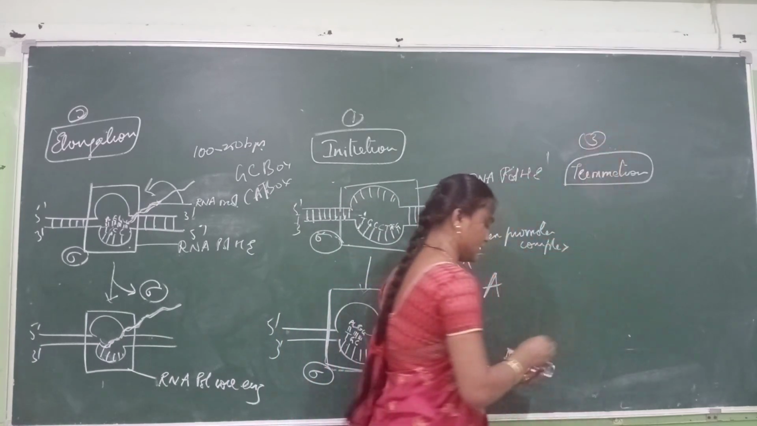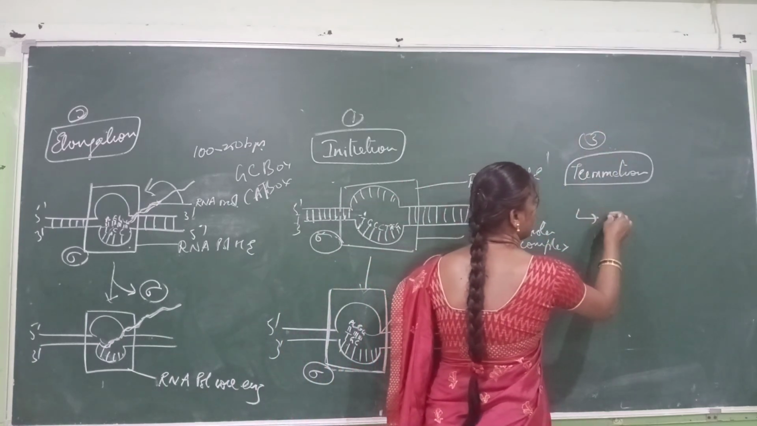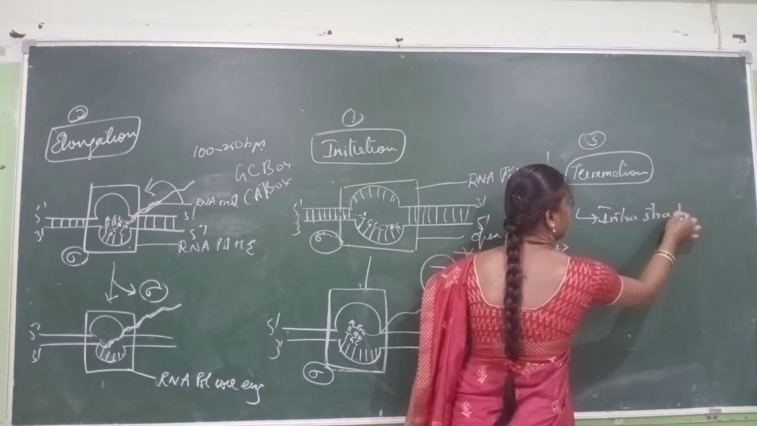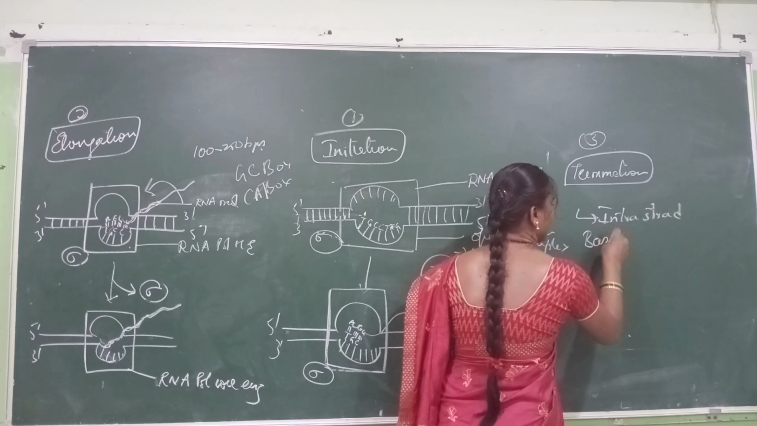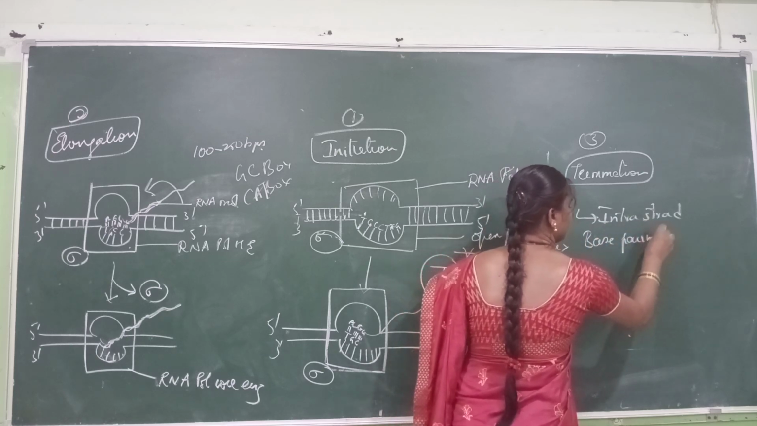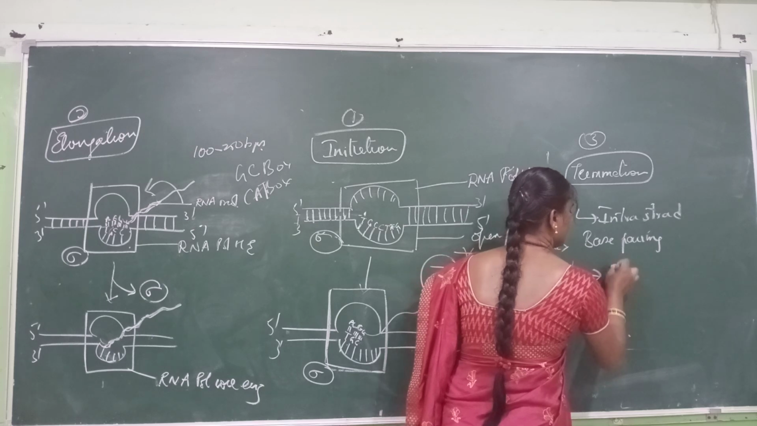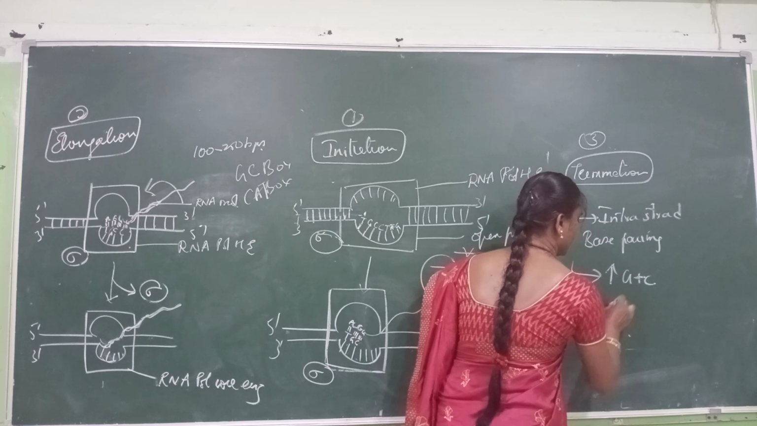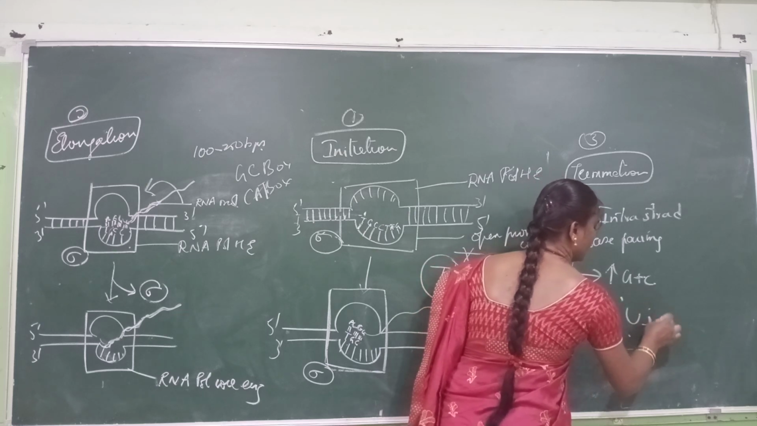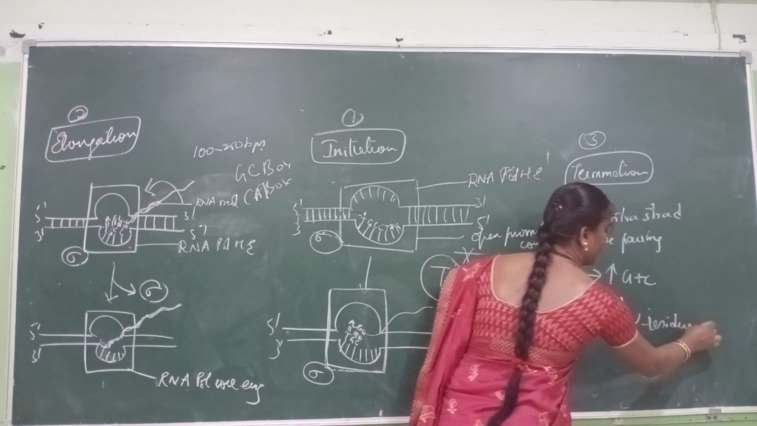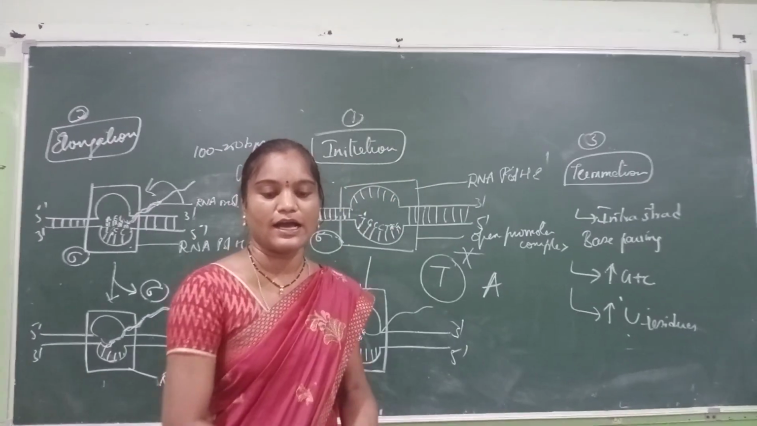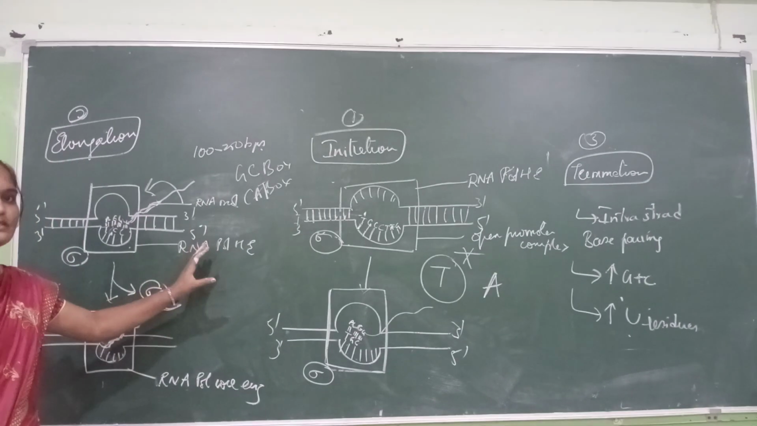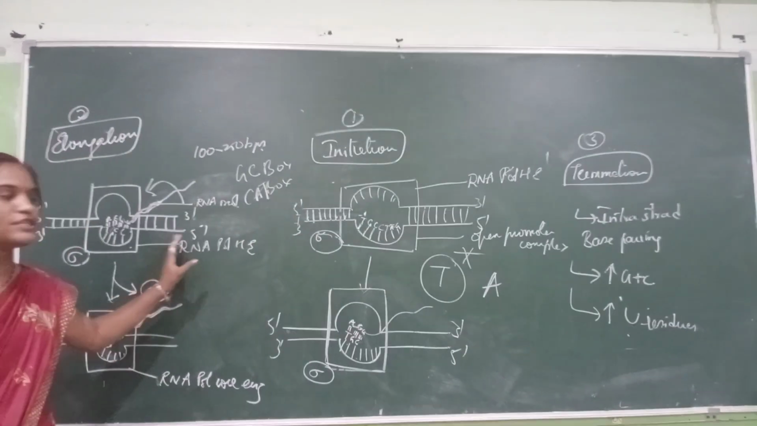So termination is carried out by a 3-step process, that is formation of intra-strand base pairing, and increased amount of G+C ratio and increased amount of uracil residues. So uracil residues are formed in your RNA molecules. So this is the 3-step process of your RNA synthesis, that is initiation, elongation and termination.